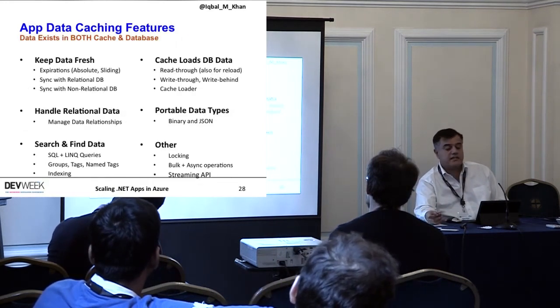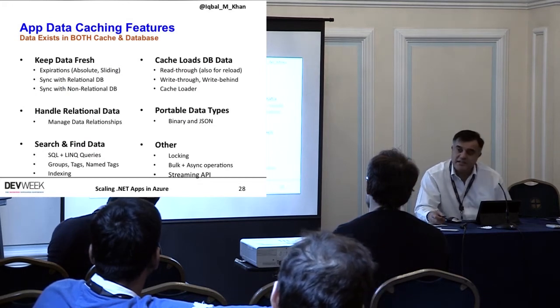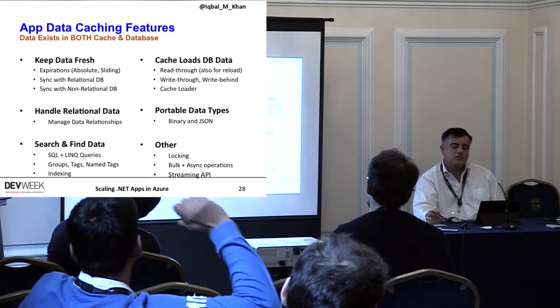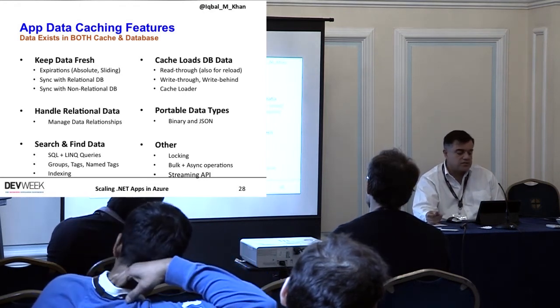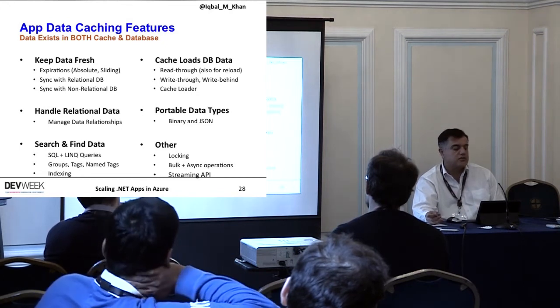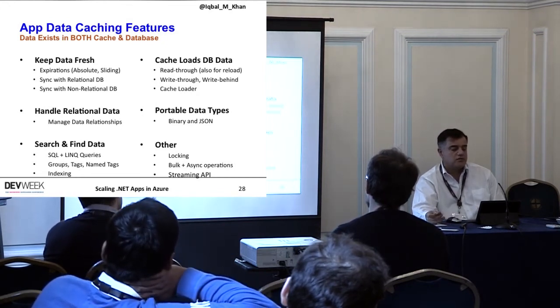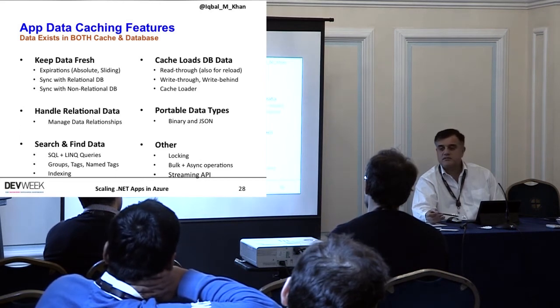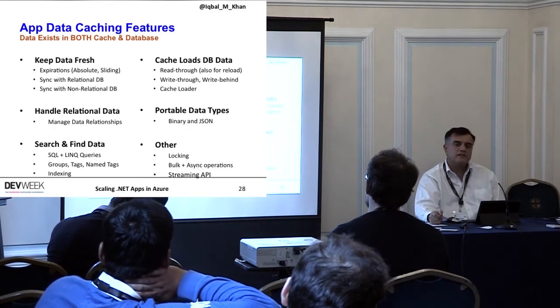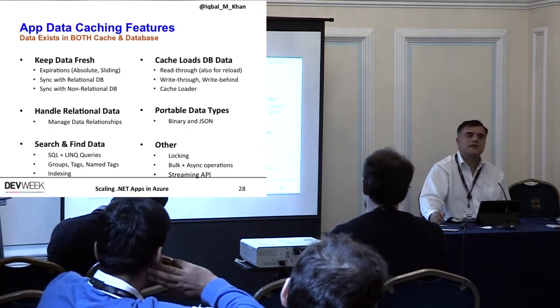I mentioned that in case of application data caching, the data exists in two places. So a good distributed cache should have the following features. First, it should keep the data fresh, and it can do so through expirations, through synchronization with the database, with the relational database. For example, there's a feature in SQL Server called SQL dependency.